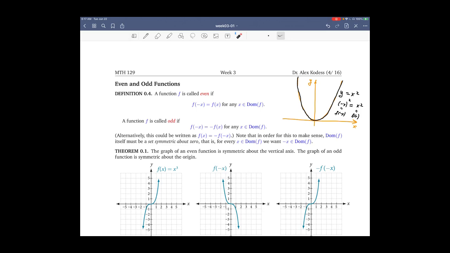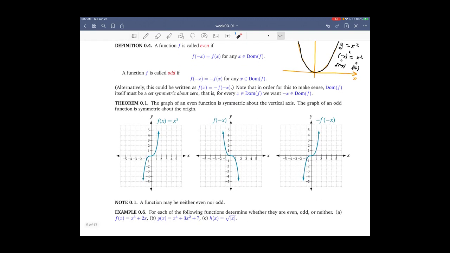When you perform first a horizontal reflection and then a vertical reflection. Here is one example. Consider the cubic parabola f at x equals x cubed. When you replace x by negative x, you perform a horizontal reflection.